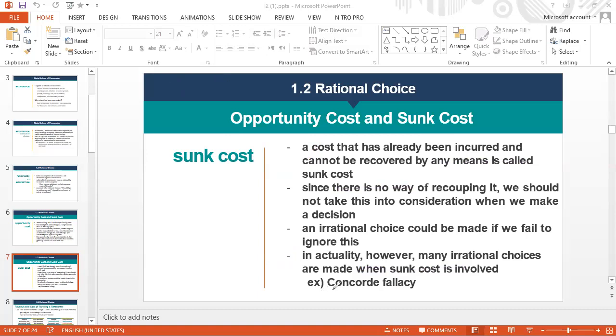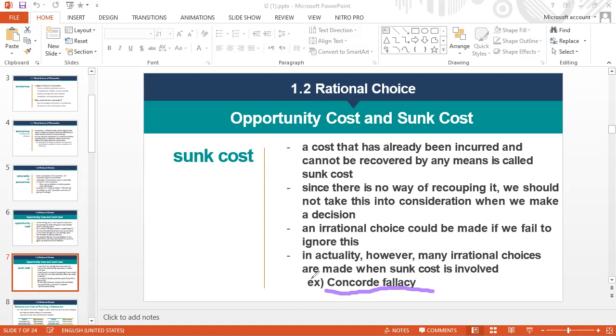And we have a very important concept: the Concorde fallacy. The Concorde fallacy is a concept where some scientists invented a new type of plane called Concorde, a plane that is faster than the speed of sound. But the scientists had some issues completing the project. They faced many problems.